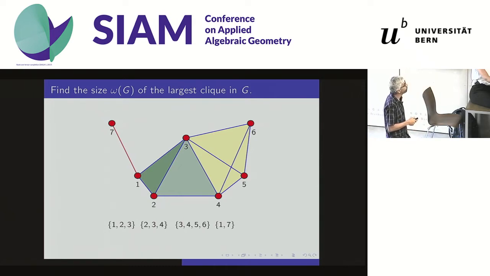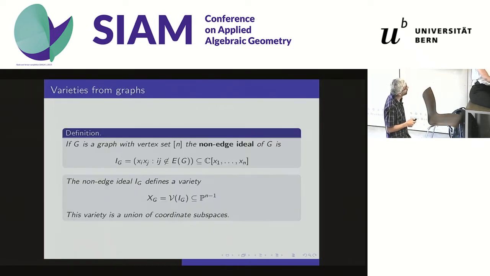Now let's move from graphs to varieties. If G is a graph with n vertices, the non-edge ideal of our graph G is an ideal in the polynomial ring with as many variables as there are vertices, defined by the products x_i times x_j, where ij ranges over the set of non-edges of the graph. So given a graph, you just look at which pairs are not edges, and you list those, and that's what we call the non-edge ideal I_G.